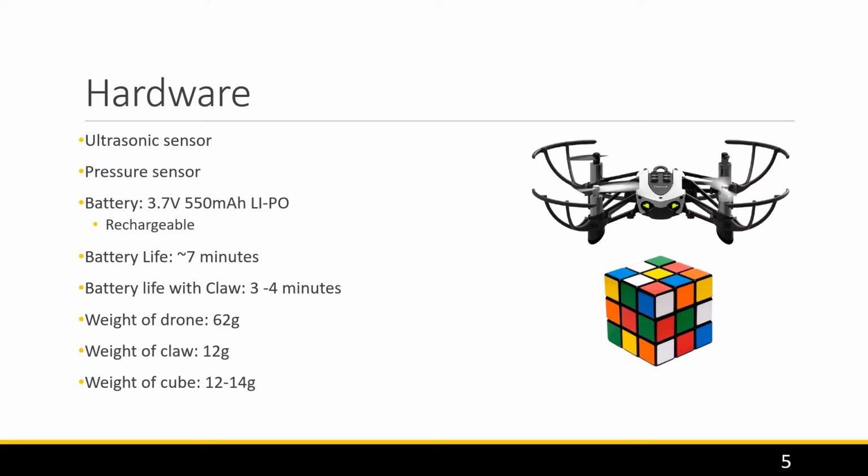The Parrot Mambo drone is a quadcopter drone that ranges from other mini drones. The hardware included in this drone was an ultrasonic sensor, which is at the bottom of the drone and is used to calculate the distance between a surface and the drone. There was also a pressure sensor and a battery that is about 3.7 volts, which is also rechargeable. The battery life of the drone itself is about 7 minutes. The battery life with the claw and the drone is about 3 to 4 minutes. The weight of the drone itself is 62 grams. The weight of the claw that will be used to pick up the Rubik's Cube that you see on the far right is about 12 grams, and the weight of the Rubik's Cube ranges about 12 to 14 grams.